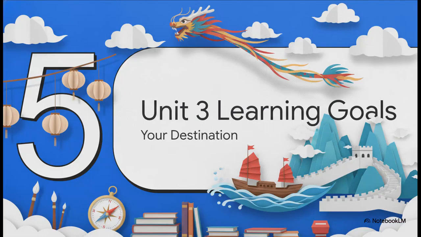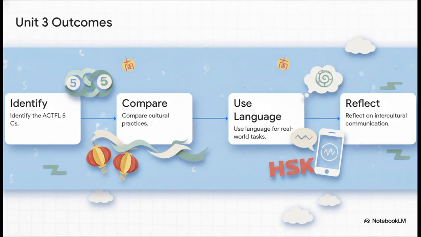Let's bring it back to the immediate present with Section 5, Unit 3 Learning Goals, your destination for right now. So, the crucial point is, for this specific unit, you have 4 clear missions. Think of this as your actionable checklist. 1. Identify the ACTFL 5 Cs, which we just outlined together. 2. Compare cultural practices. 3. Use the language you're learning for real-world tasks, keeping those exciting HSK communication goals we just talked about in mind. And 4. Reflect on intercultural communication. Seriously, if you can complete these 4 missions, you have officially mastered this course module.